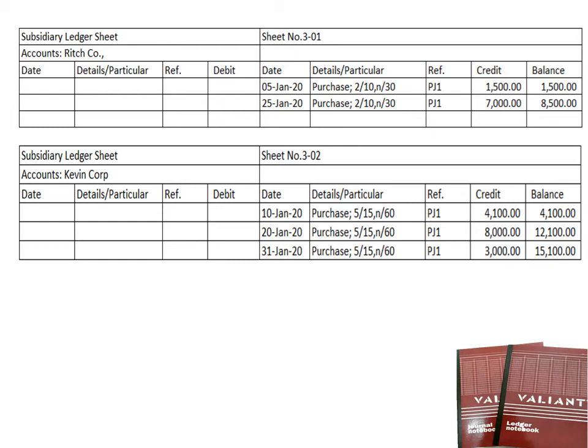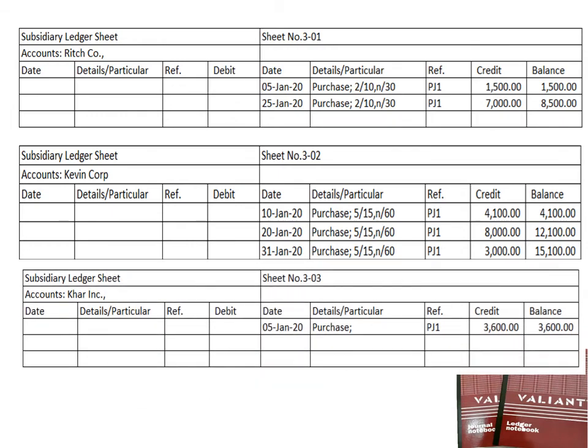We just put in all the recordings from our purchase journal. That's why the reference is purchase journal 1, because it's page 1. And then you have sheet 3. This is what we put in the folio for all the purchases pertaining to Kevin, and so with Car. The sheet is what we put in our folio.